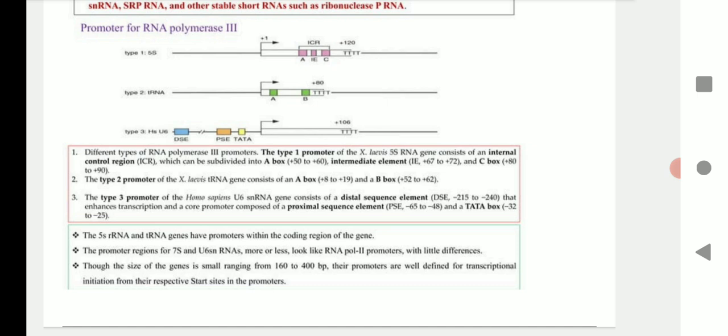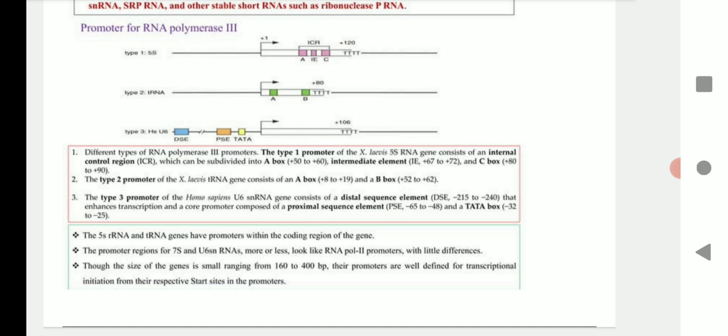This is the location of the type 1 promoter complex of Xenopus laevis, and the type 2 promoter elements of Xenopus laevis tRNA contains the gene consisting of an A box, plus 8 to plus 19, and a B box of plus 52 to plus 62. The type 3 promoter of Homo sapiens, that is human being, of the U6 snRNA gene consists of a distal sequence element, that is DSE, that ranges from minus 215 to minus 240, that enhances the transcription, and a core promoter composed of proximal sequence element, that is PSE, minus 65 to minus 48, and a TATA box of minus 32 to minus 25.